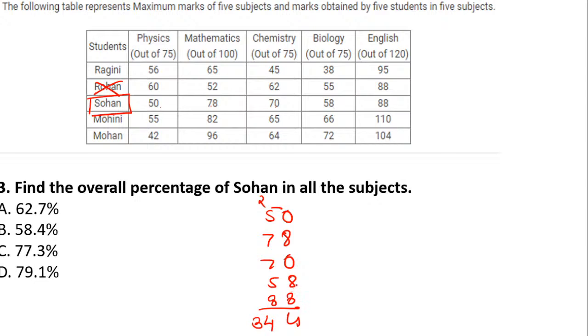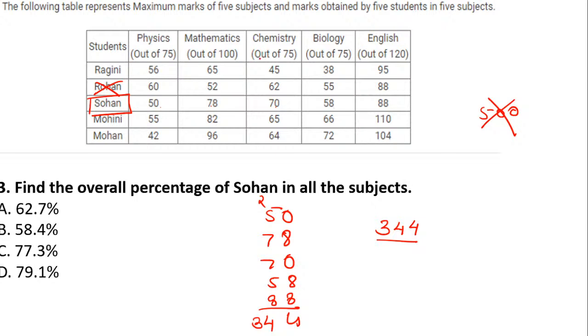344. Now students might be thinking, I'm again requesting you, please, by mistake, don't write 500 over here. In the examination, you remember when we were in school, we used to have mostly 5 subjects: English, Hindi, mathematics, science, social science. So mostly our exams were out of 500 or 600. But here, we cannot divide it by 500 because the total marks is something else.